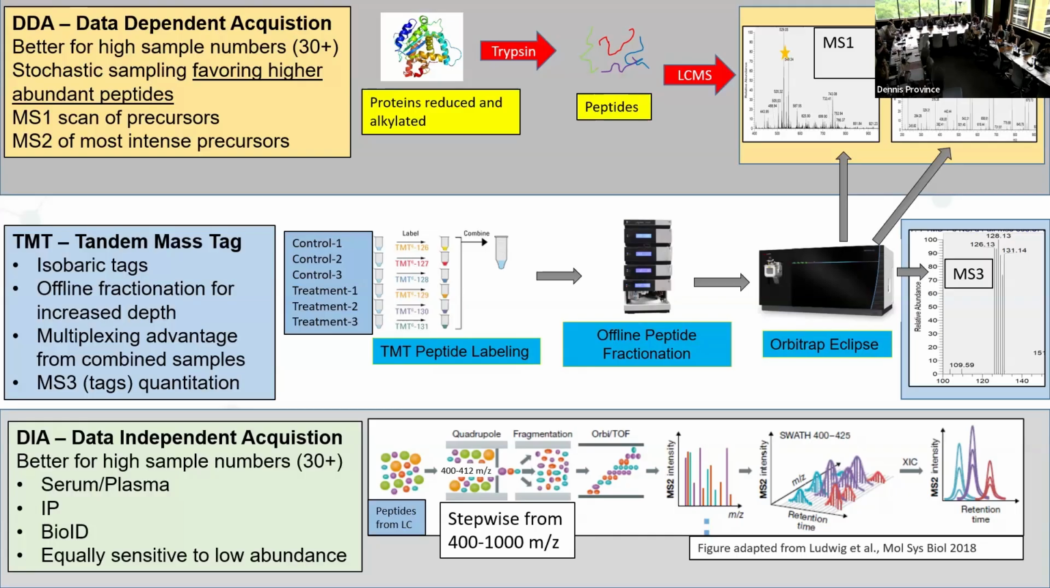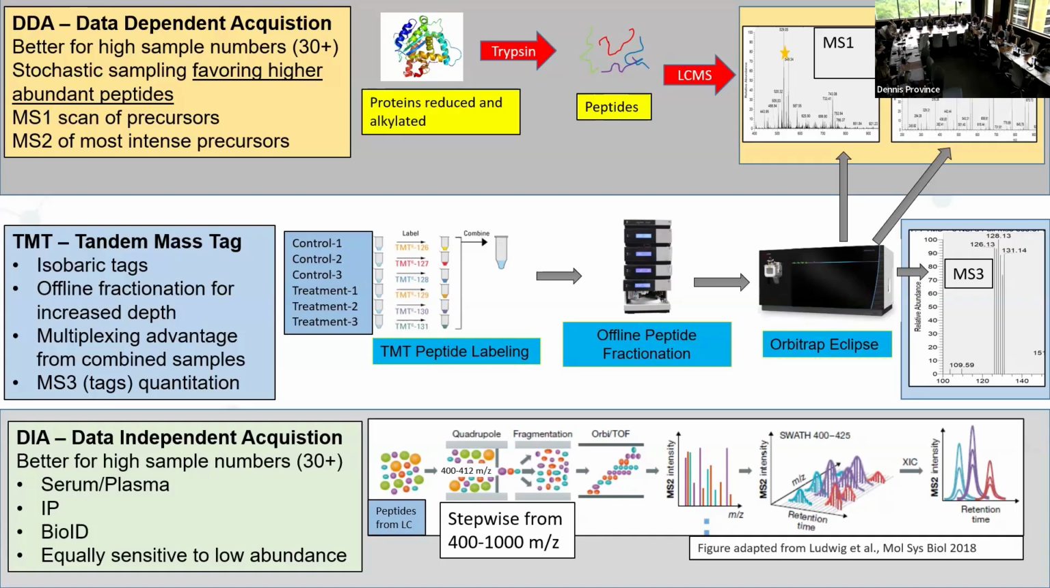Now DIA, in the last 5 years or so, has become very relevant as far as quantitative proteomics. And it also is good for higher sample numbers. But it's the same thing. You're going to reduce and alkylate. We haven't talked about reducing and alkylating, but that's one of the standard things we do that Karen's going to talk about in a minute. Adding trypsin, getting your peptides, and then getting MS1 and MS2 information.